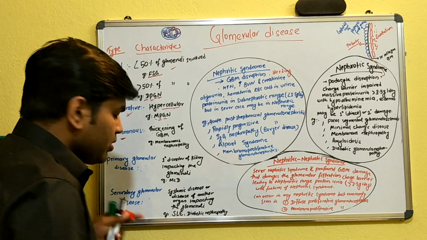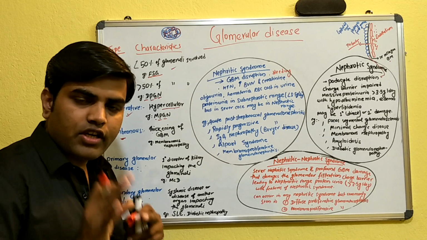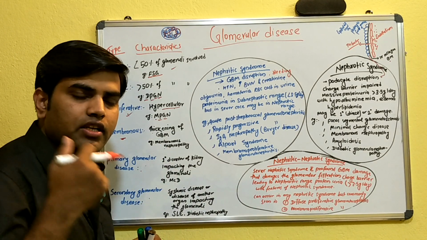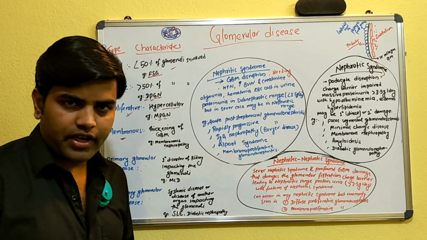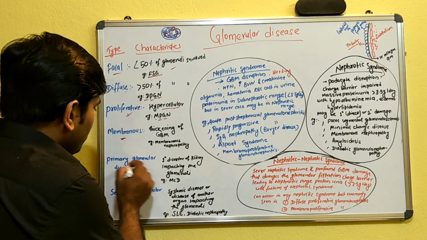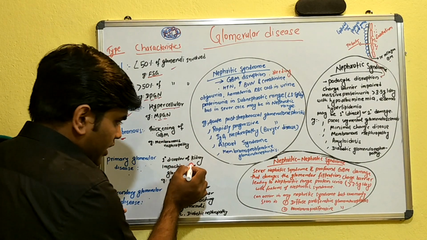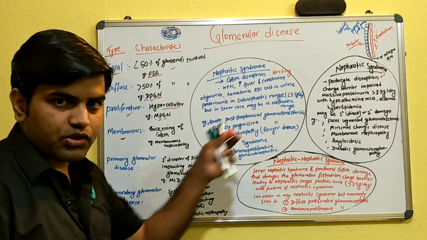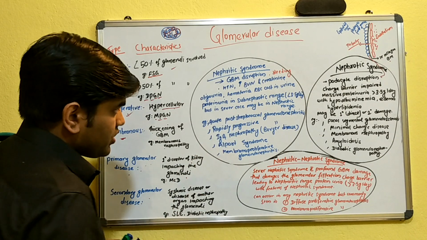Okay, and secondary means that this organ is actually fine, but a secondary disease leads to damage to that organ. So primary glomerular disease means a primary disorder of the kidney impacting the glomeruli. An example is minimal change disease, which is a common cause of your nephrotic syndrome.